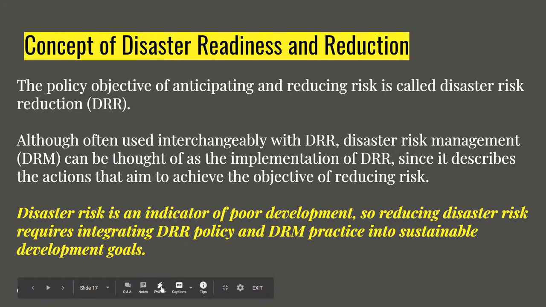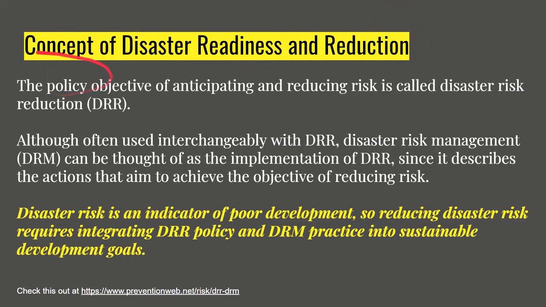Now let us clarify DRR and DRM. DRR, disaster risk reduction, is a policy making procedure. Disaster risk reduction mostly refers to the policies or the laws or the procedures or the protocol in place. So this is the policy. Okay? DRM, disaster risk management, is the implementation of those policies. This is the action taken by all stakeholders.